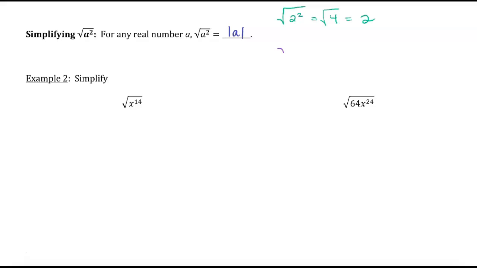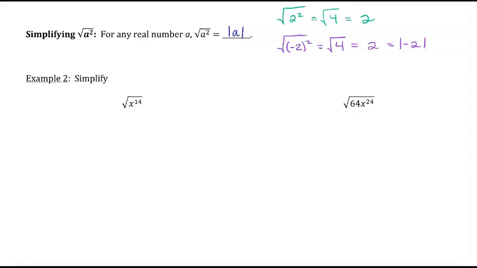But also consider that the square root of negative 2 squared is also equal to the square root of 4. And the square root of 4 is equal to positive 2. So the square root of negative 2 squared is positive 2, or the absolute value of negative 2. Let's take a look at example 2.